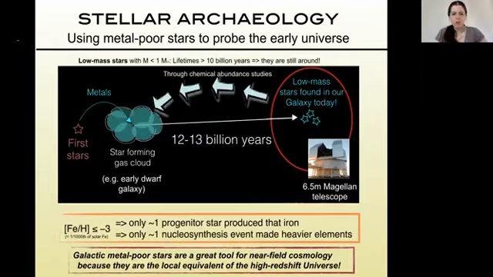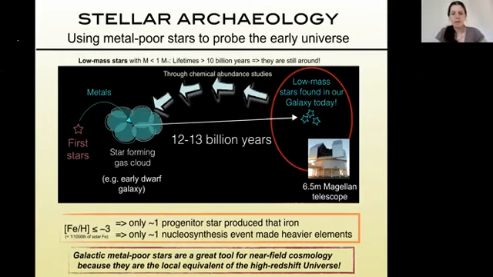So either one prior first star that produced all that iron in their supernova, or when it comes to heavier elements, one specific nucleosynthesis event is enough to create abundances found in these stars. And altogether, this hopefully highlights to you that these galactic metal poor stars are a great tool for near-field cosmology, because they are the local equivalent to the high redshift universe. So they are really just around the corner in the halo, in the cosmic corner. And we have this chance to directly study this early time in terms of the chemical composition.